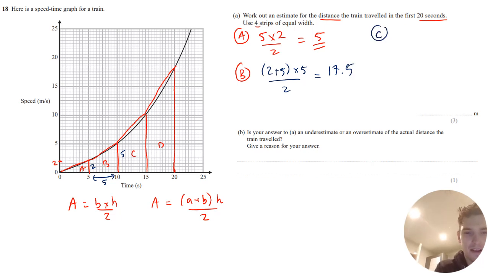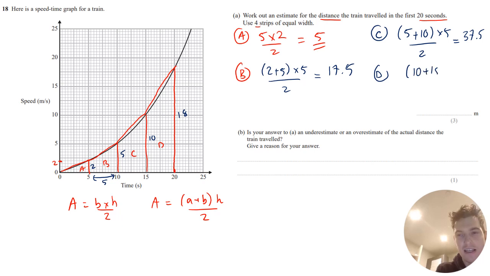C, well, this is 10. So I'm going to do 5 plus 10 times 5 divided by 2, which is 37.5. And finally D, this looks like it is 18. So 10 plus 18 times 5 divided by 2 to get 70. So add up all of those numbers and I'm going to get 130.